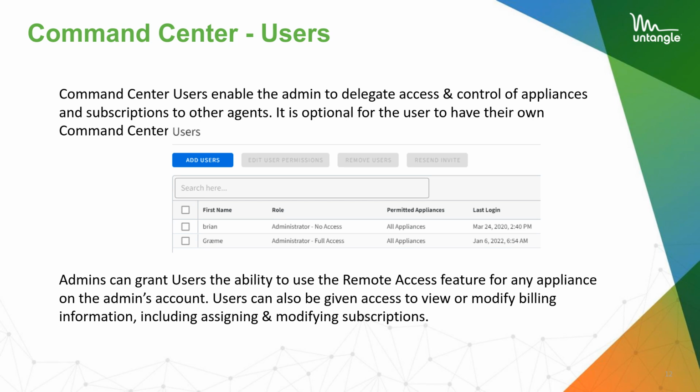The two major powers that you can grant to users associated with your account are going to be the remote access feature, which allows them to access remotely any appliances that are associated with your account, and billing access, allowing them to view or modify, at your option, billing information, subscriptions, the assignment of subscriptions. They can purchase subscriptions associated, and so on and so forth.